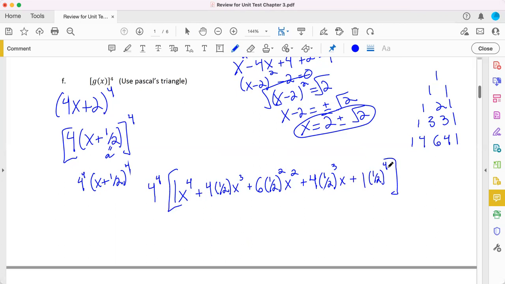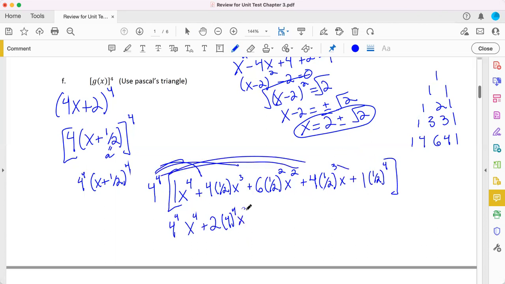There's going to be a lot of arithmetic along the way that you want to rewrite. You can say that this is going to be 4 to the 4th times x to the 4th. 4 times 1/2 is 2. So this is going to be 2 versions of 4 to the 4th. Because again, I'm distributing this all over. And x cubed is still along for the ride. This is 6 times what would be 1/4, so 3/2 times 4 to the 4th, x squared.